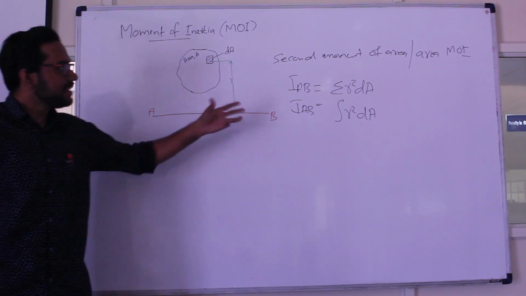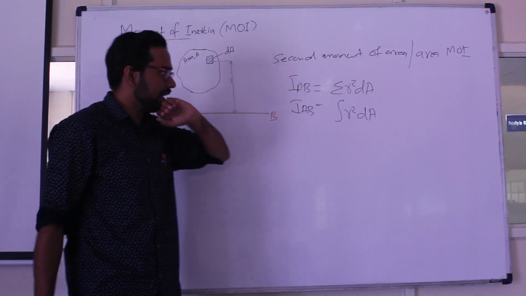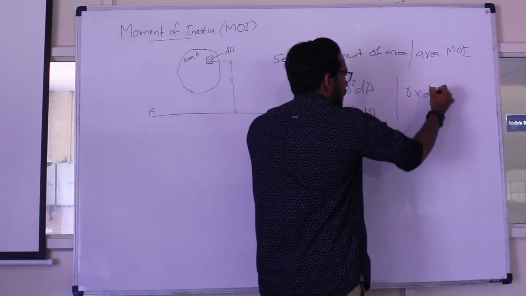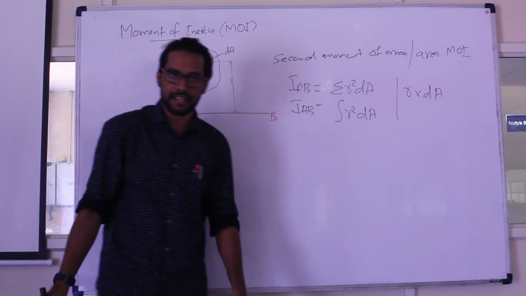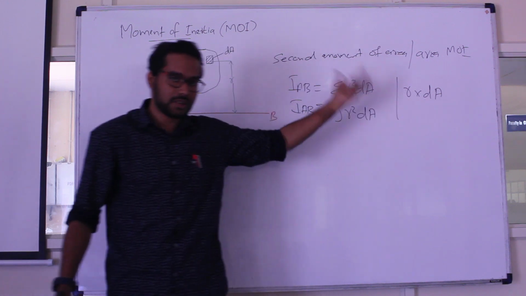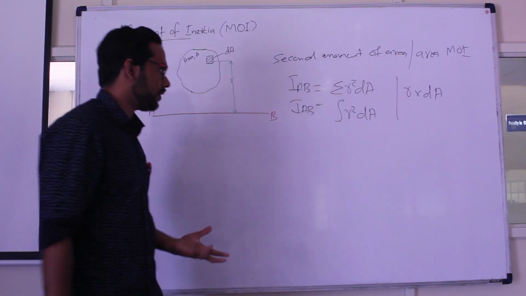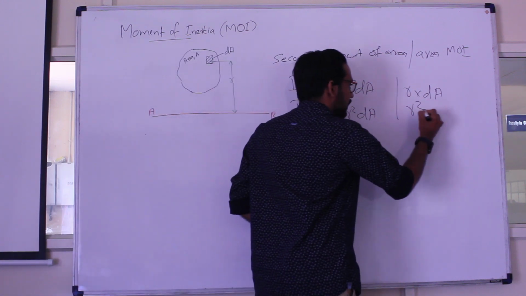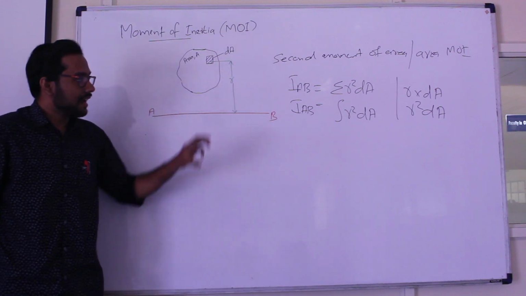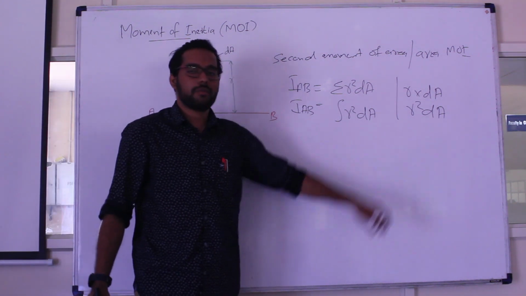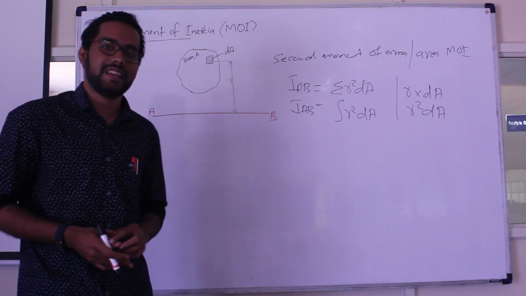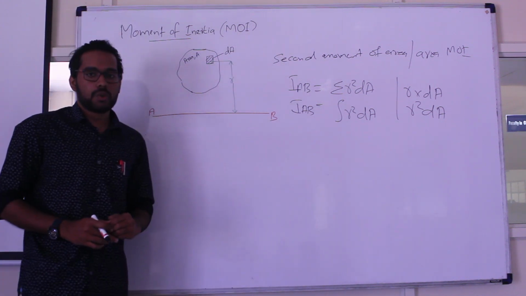So why is it called the second moment of area? We know that r into dA is the first moment of area, where dA is the area and r is the distance. So r into dA is the first moment of area and r square dA is the second moment of area. So the integral of the second moment of area gives you the value of the moment of inertia.